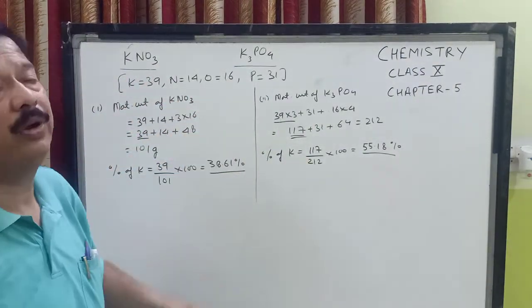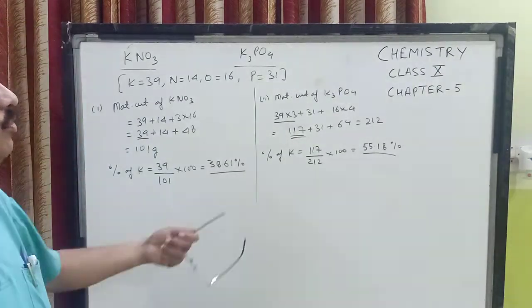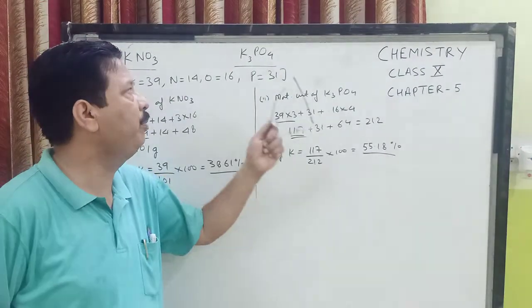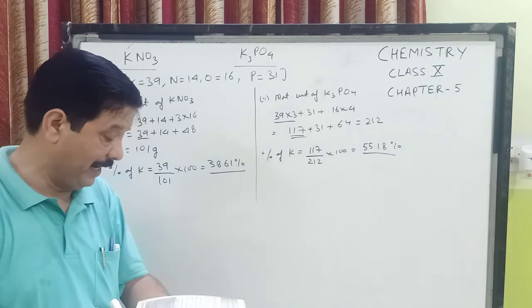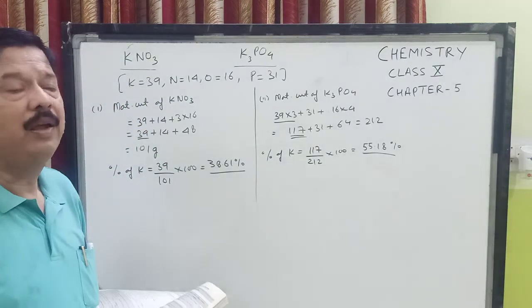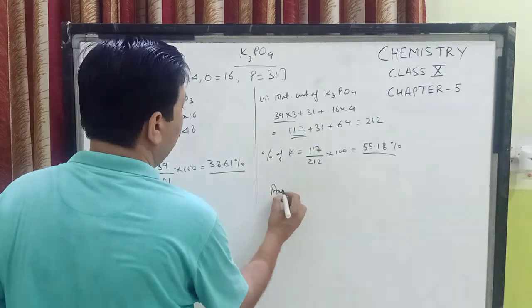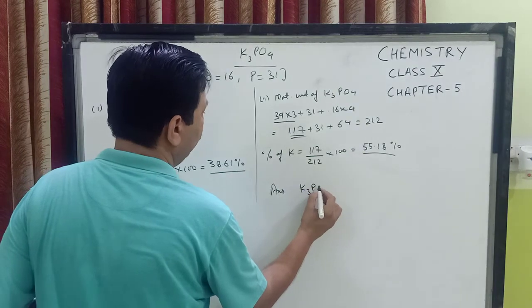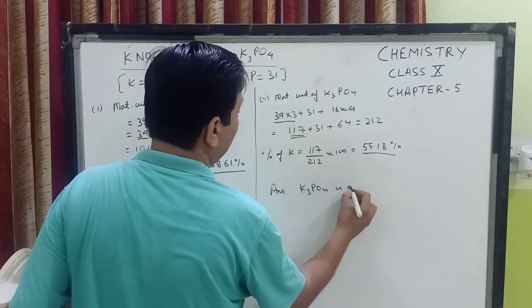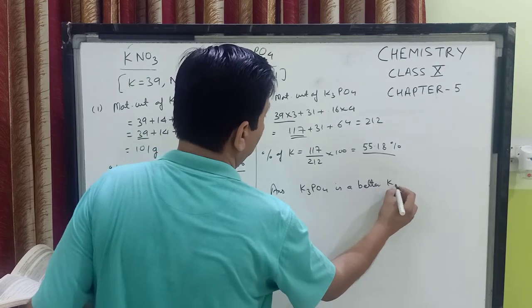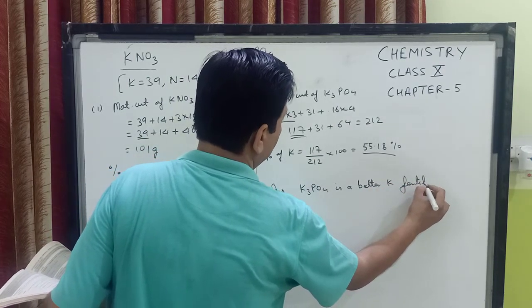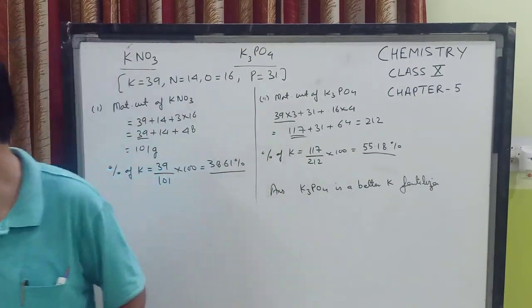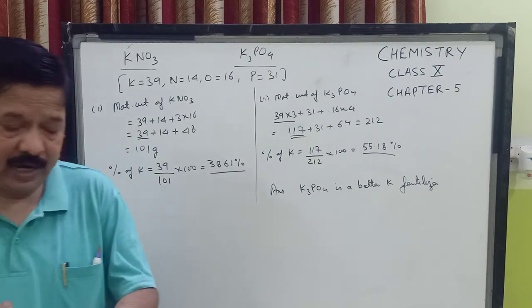Now children, we have got two answers, and it is saying that if the same amounts of potassium nitrate and potassium phosphate cost the same, which one will you opt for as a better fertilizer? Since the percentage of potassium in potassium phosphate is more, potassium phosphate is a better fertilizer. So the answer is that K3PO4, or potassium phosphate, is a better potash fertilizer. In this program, an indirect question on percentage composition has been asked.